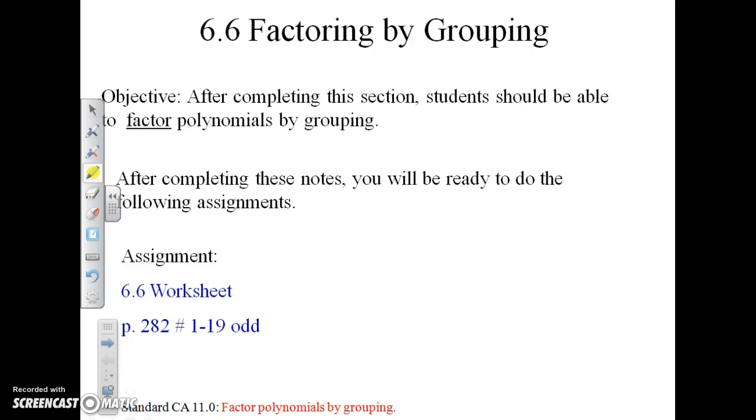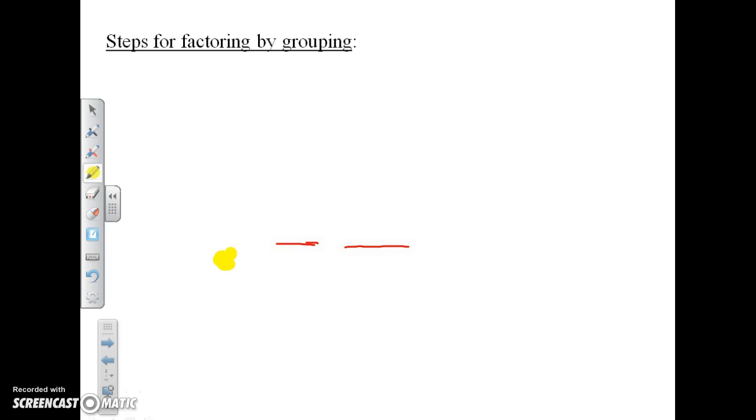Okay, welcome to Mr. Horner's lesson on factoring by grouping. The objective here is that you're going to try and complete the section, and what you're going to be able to do is factor these polynomials by the grouping strategy. So let's get started here and figure out how we are going to group.